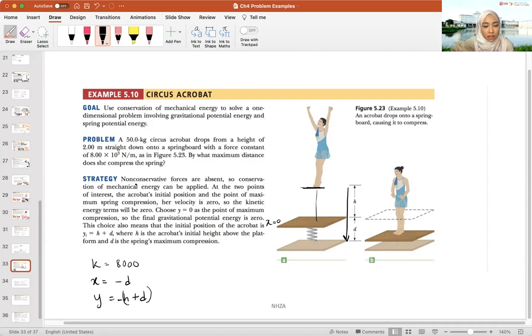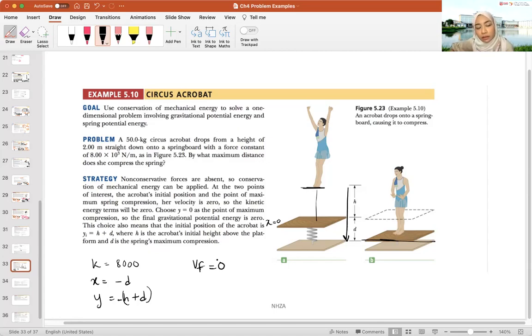So this is the strategy. Non-conservative forces are absent. There is no air resistance here. So conservation of mechanical energy can be applied at the 2 points of interest, the acrobat's initial position and the point of maximum spring compression. Her velocity is 0. So it says here, when she reaches the end, when she stops, when she compresses the spring, she stops, right? She doesn't move anymore because that is the compression. When you sit on a spring you also don't move, right? So V final is zero.